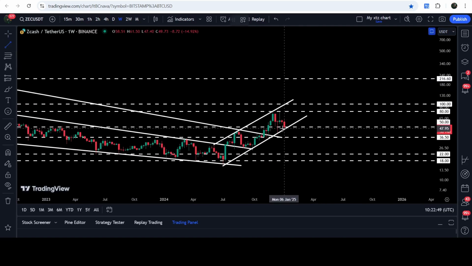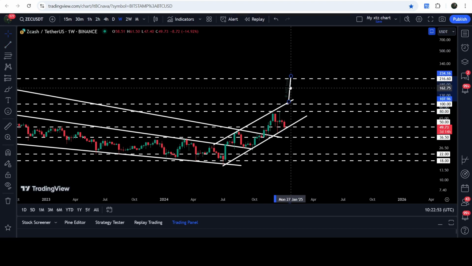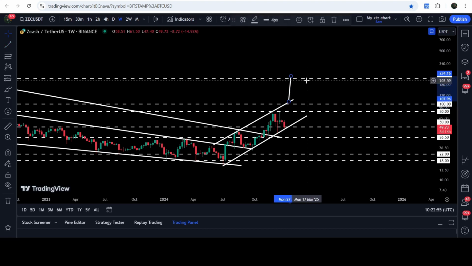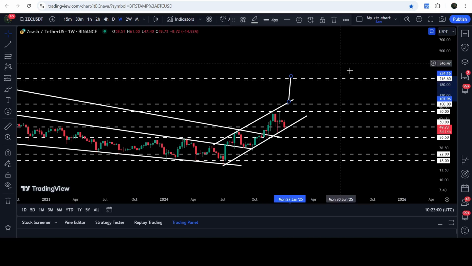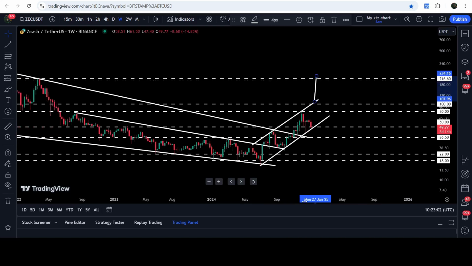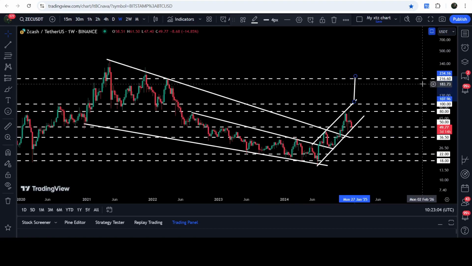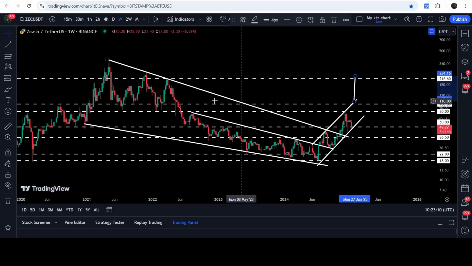By the way, if the price then breaks out the resistance of this channel, then in case of breaking out, the target to the upside will be here, slightly higher than this long-term resistance of $216. The target will be approximately at $234. By the way, this $216 has been previously working as a very strong resistance here. Therefore, again, it can work as a strong resistance for the price line of Zcash.